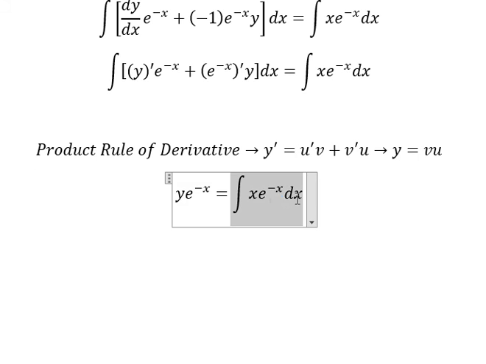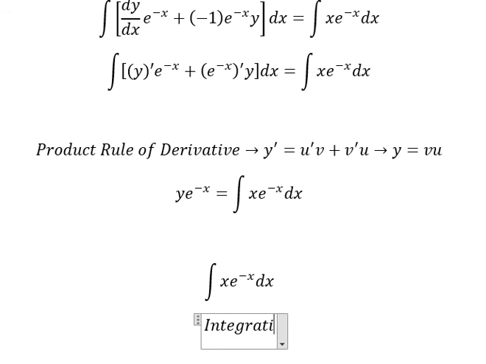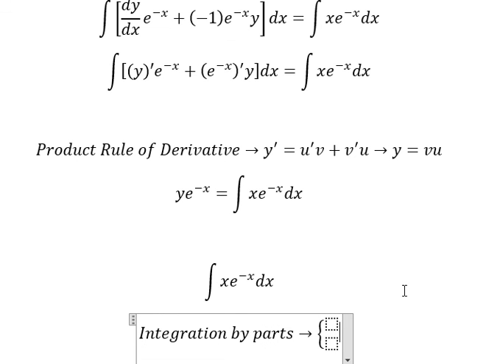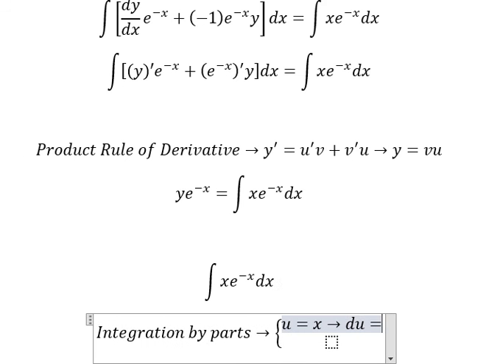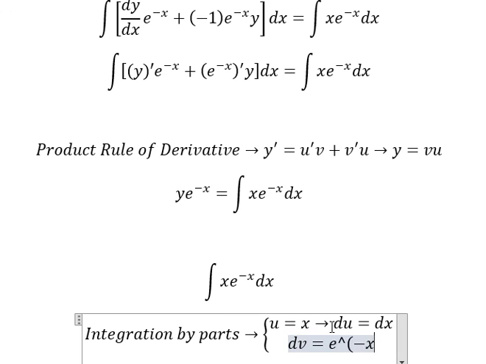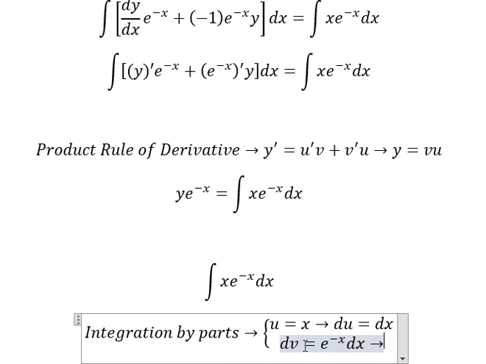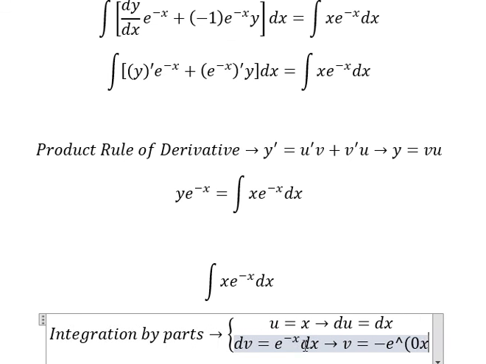Now I will concentrate on this one. So we need to use integration by parts. So we put u equals s, du equals ds, dv we got e to the power of negative s ds. So if we do integration for both sides, we got v equals negative e to the power of negative s.